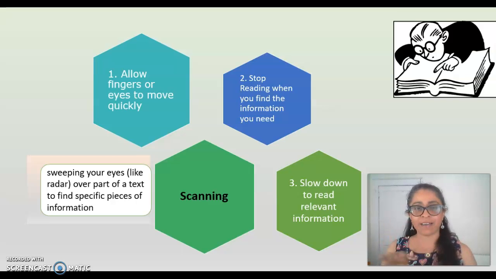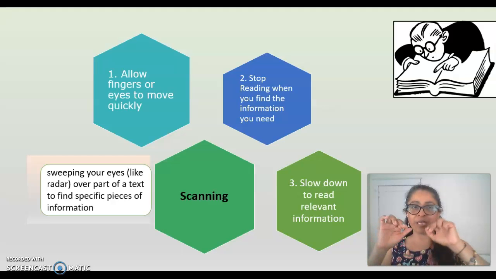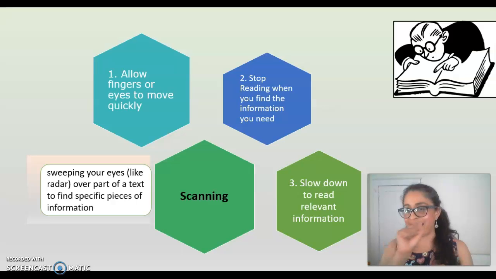We sweep our eyes like a radar over a part of a specific text. We're looking for specific pieces of information. And in scanning, we follow these steps. They suggest that we work with our fingers, but it's good that you get a highlighter if you can highlight. If you want to do the exercise with the fingers, that would be cool. You allow your fingers and eyes to move quickly, looking quickly for information. When you find that piece of information, you stop and focus more on that. You slow down to read the relevant information that you are being requested.